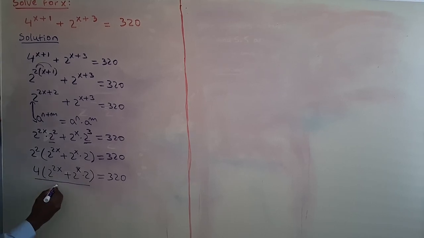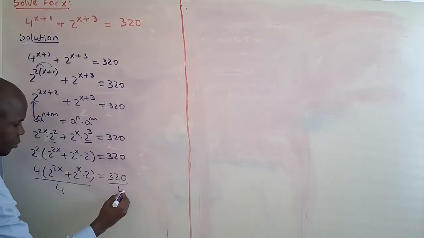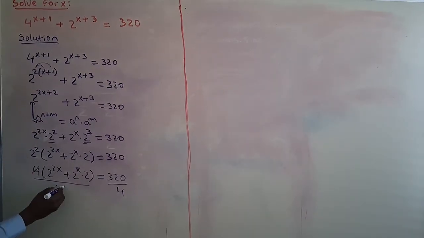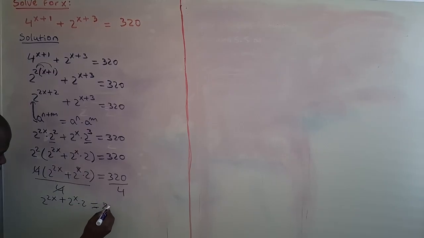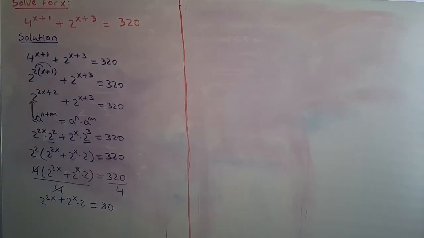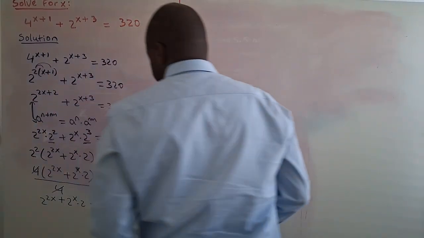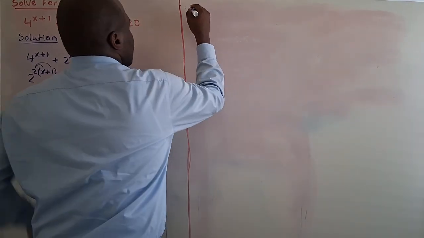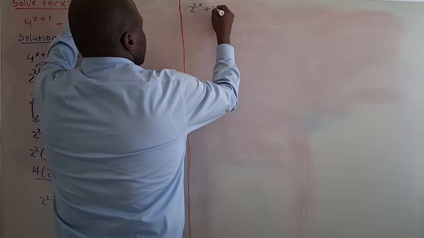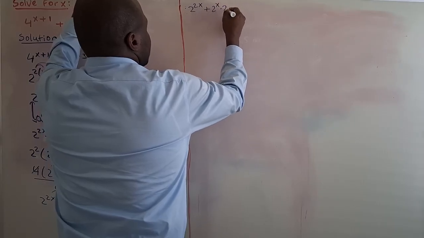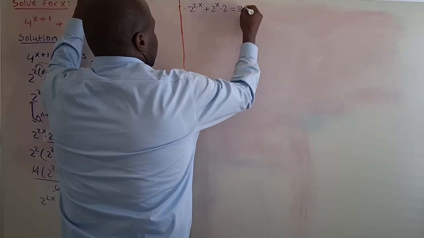Now, we want to leave this exponential expression by itself, so we're going to divide by 4 both sides. 4 divided by 4 cancel out, so we have 2 raised to the 2x power plus 2 raised to the x power times 2. And 320 divided by 4 gives us 80. Now let's go to the other side of the board and let's finish this problem. So we have 2 raised to the 2x power plus 2 to the x power times 2 equals 80.